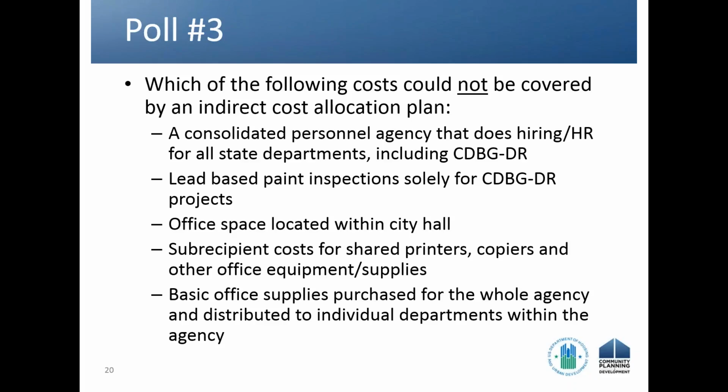Okay, so for our third poll, which of the following costs could not be covered by an indirect cost allocation plan? A consolidated personnel agency that does hiring, HR for all state departments, or lead-based paint inspections only for DR projects. Another option we have is office space located in City Hall, subrecipient costs for shared printers, copiers, office supplies, or is it basic office supplies purchased for the entire agency and distributed to individual departments?